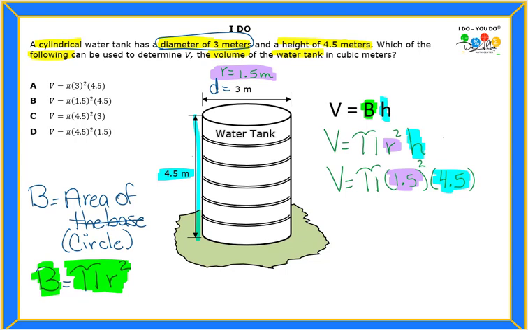So look at the answer choices. Do you see anything that looks like our answer? Letter A? No, letter A has a 3 right here. And no, I don't need a 3. I need a 1.5, right? What about letter B? Letter B looks pretty good, right? Letter C has a 4.5 to the second power. That's not what I have. And letter D also has the problem. So my answer is going to be letter B. That's my correct answer. Very good.